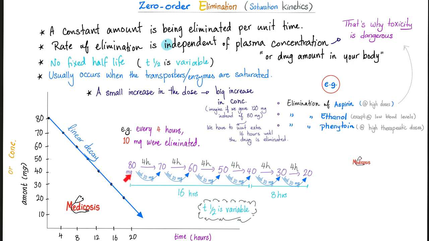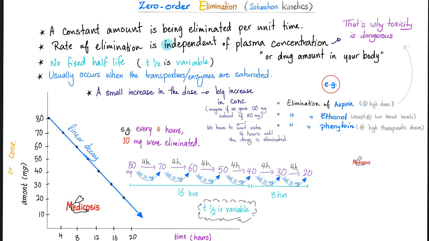So when you had 80 milligrams in your body, you eliminated 10 milligrams every 4 hours. Also, when the amount of drug in your body was just 50 milligrams, you also eliminated 10 milligrams every 4 hours. In other words, the rate of elimination, 10 milligrams every 4 hours, is independent of the plasma concentration. Whether it's 80 milligrams, whether it's 40 milligrams, you're always eliminating 10 milligrams per 4 hours. The rate of elimination is independent.